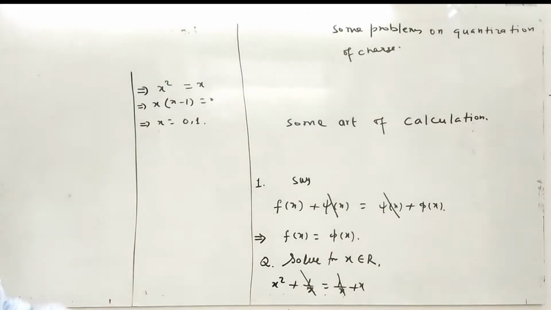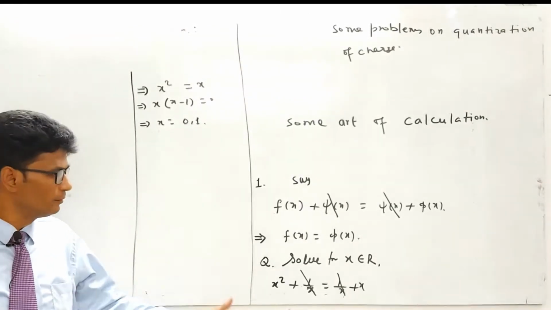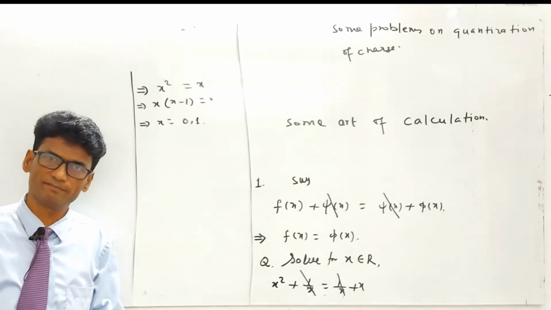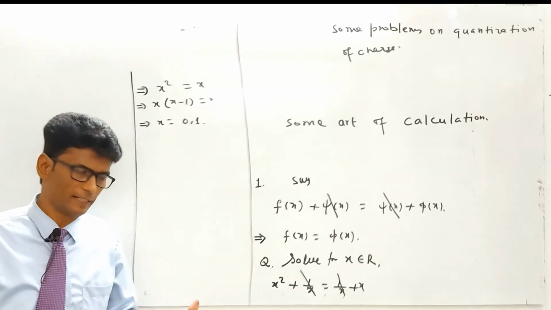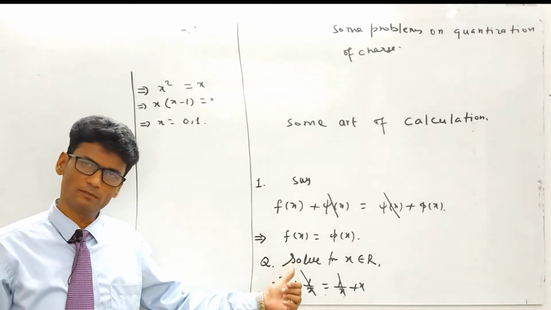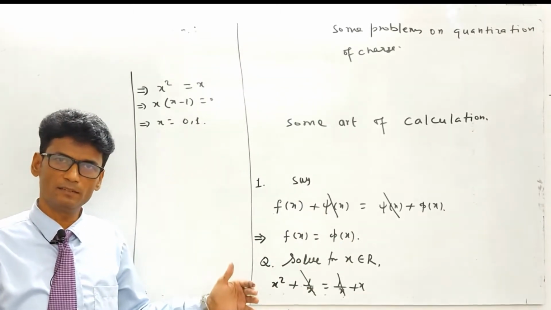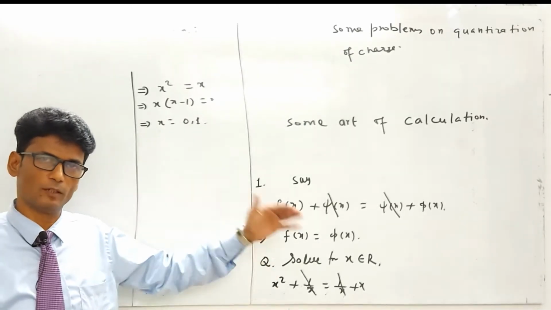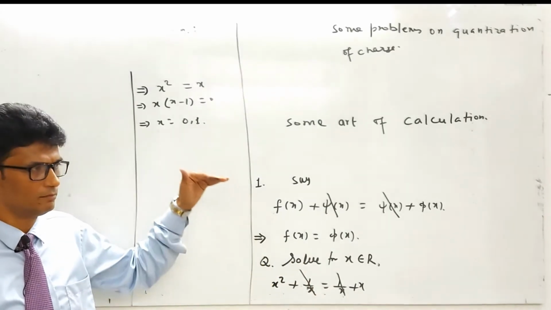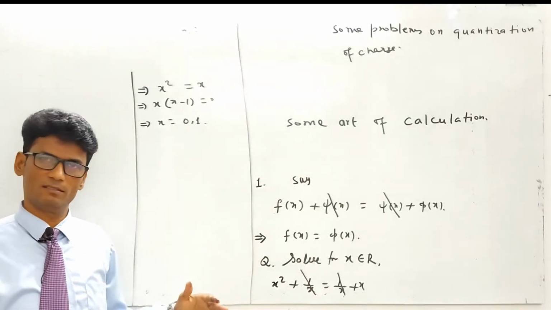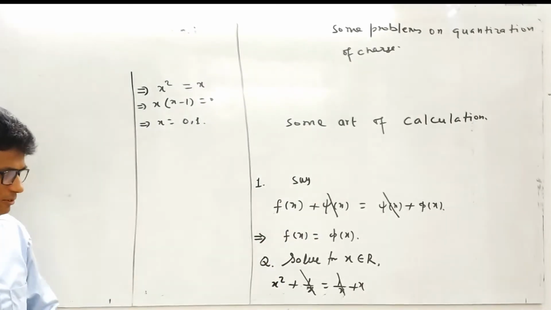How can one understand? The obtained value of x will be the answer of my question. It is a general rule of thumb to put the value back. If it is satisfied, what does it mean? The value of the left hand side is equal to the value of the right hand side. Then we say that these values are the answer of my question. General rule.